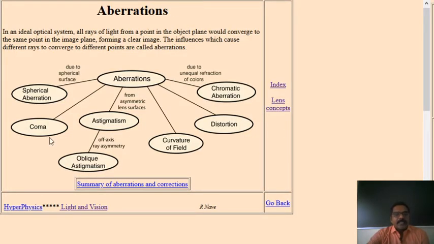Next, these are explained in the coming class. So we need to understand what is a convex lens and what is a concave lens. So I want to play an animation. So look at this.